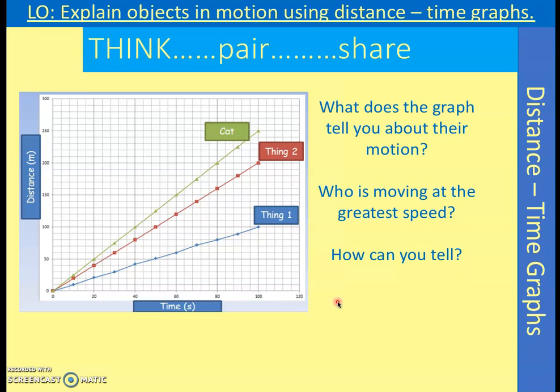So hopefully you've all agreed that this graph tells us that these people are running at a significant speed. Hopefully you were able to tell that the cat is going at the greatest speed. So we can see the cat covers 250 meters in the 100 seconds they were moving. In comparison, thing 1 only covers 100 meters in those 100 seconds. That's how we can tell. We can go back and use the equation we used yesterday, speed equals distance divided by time, and put in all that information for each of them, or we can just read it off the graph.